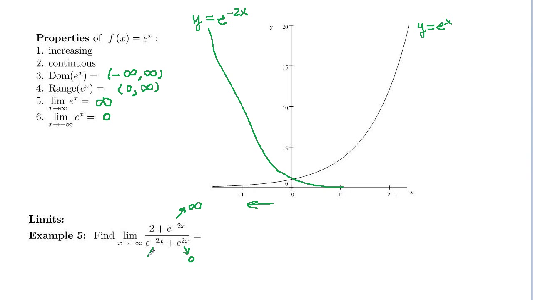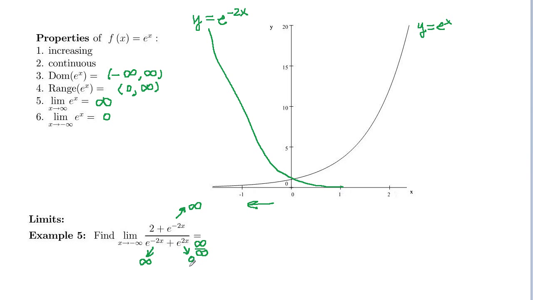And then the same thing down here. This is going to approach infinity. So we've got 2 plus infinity over infinity plus 0. That's infinity over infinity. We do not know what's going on there. That's an indeterminate form, infinity over infinity. So what is that limit? Well, we can't tell the way that it is, but notice here in this problem, e to the 2x goes to 0.